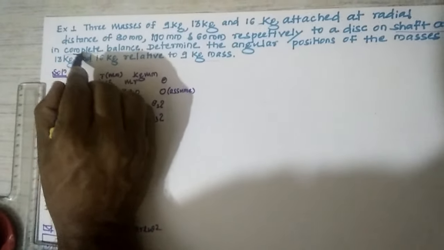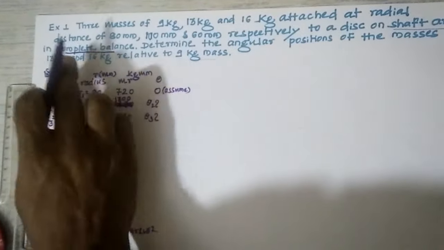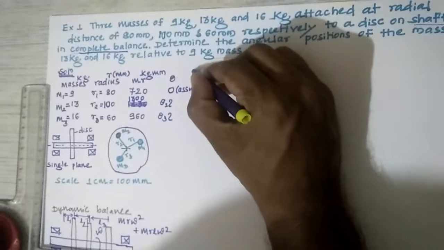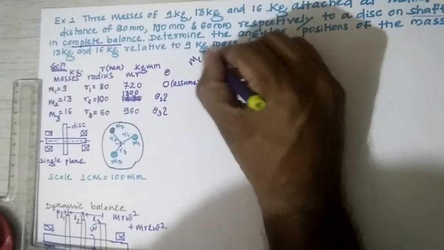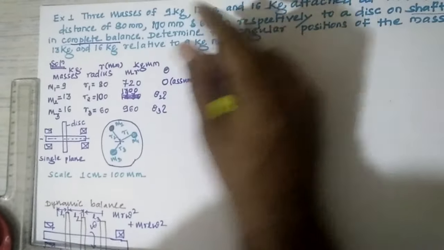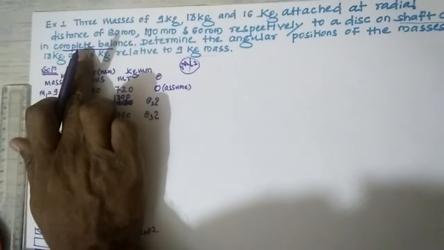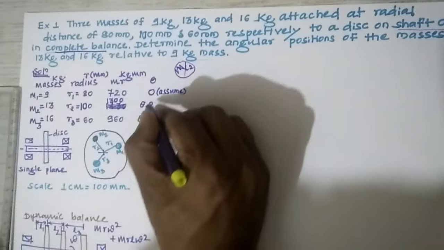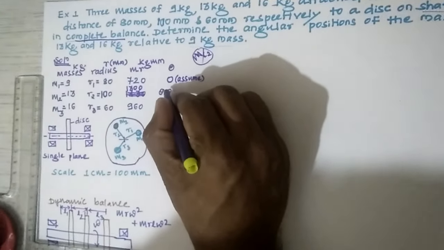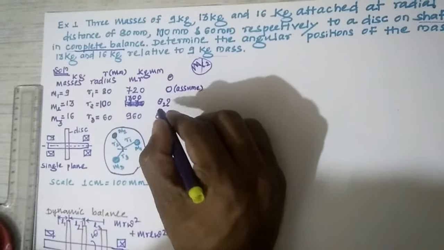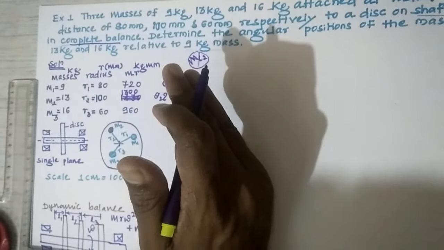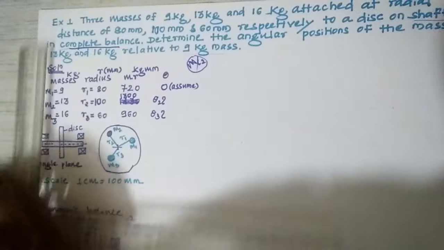What is the meaning of this? The shaft being in complete balance means it is not necessary to find the counter mass, because the system is already balanced. Then you have to find the angular positions theta 1, theta 2, theta 3. You have to find the difference.